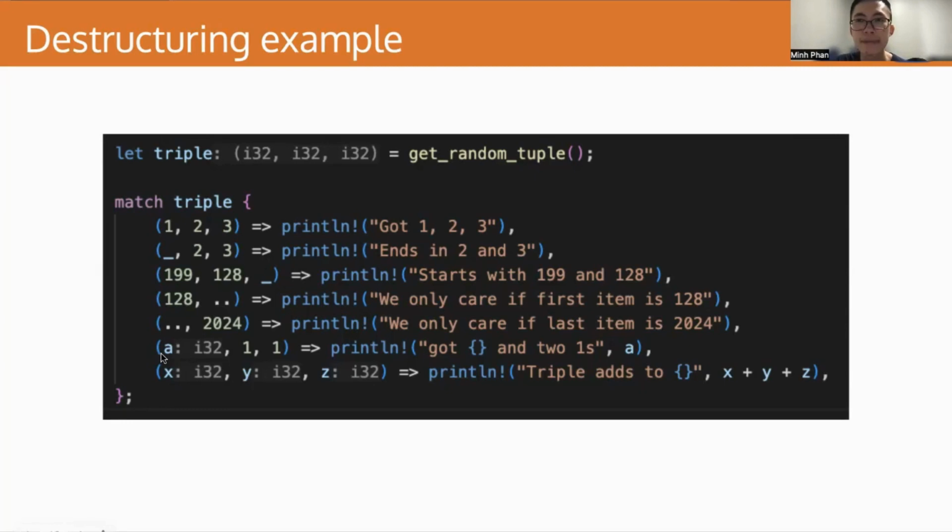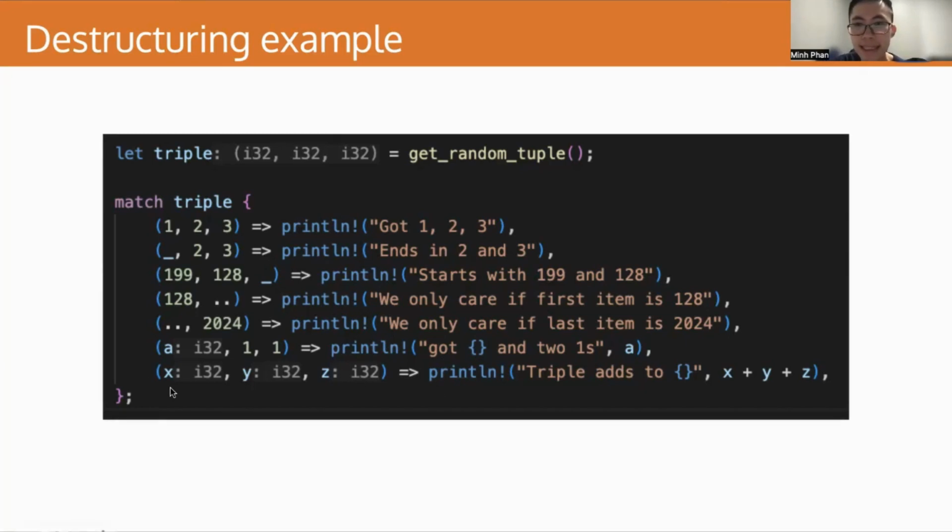And the next case is an example of variable binding. Here, what this means is that similar to the wildcard, we only care if the last two elements are 1 and 1, except the item that we don't care about, we also assign to a variable named A. So here, this case can match anything: 0, 1, 1; 1, 1, 1; 2, 1, 1; anything. And we assign the first value to A. And we can actually use that variable. Here we print out A in this string, got A and 2 ones. So if it's 1, 1, 1, then we print out got 1 and 2 ones.